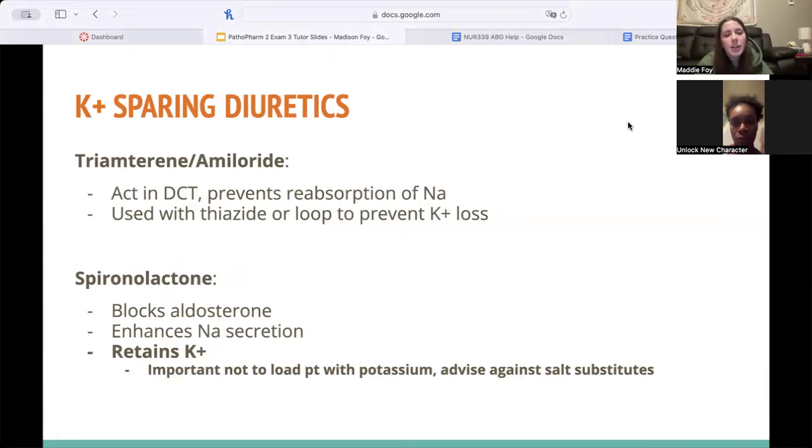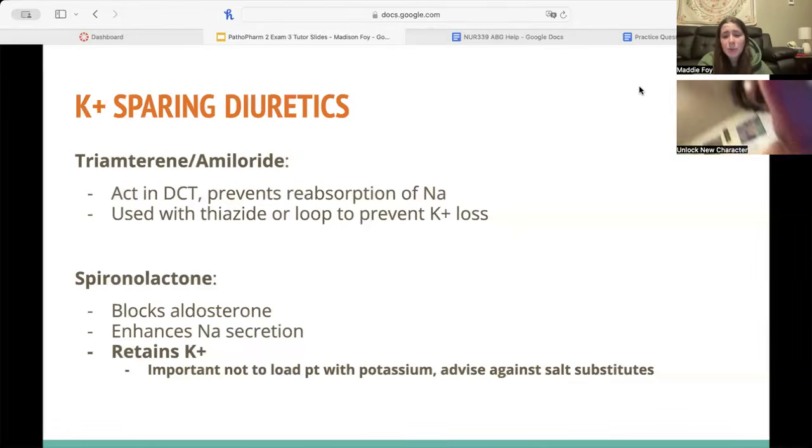Your potassium-sparing diuretics, there's triamterene slash amiloride. This is a potassium-sparing diuretic that acts in the DCT. It's often used in combination with your thiazide or loop diuretics to prevent potassium loss. And the main one, most common one that you probably hear is spironolactone. This will enhance your sodium secretion and will retain potassium. So again, you need to monitor their potassium intake.